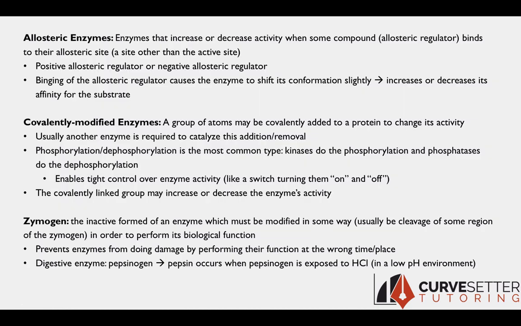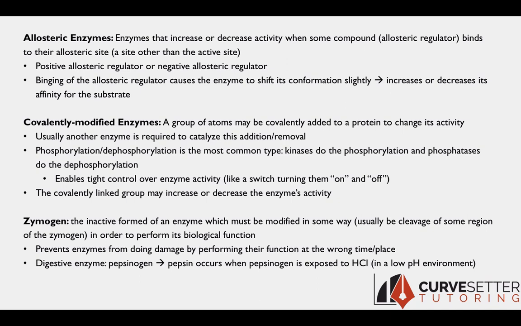A few more terms for you. Allosteric enzymes are just any enzymes that are going to increase or decrease their activity when some compound binds at their allosteric site. That compound may be referred to as an allosteric regulator. And the allosteric site, as I've said, is just any site on the enzyme other than the active site. So the binding of that allosteric regulator causes the enzyme to shift its conformation slightly, and that shift in conformation is either going to increase or decrease the affinity of the enzyme for its substrate or the catalytic rate of the enzyme.